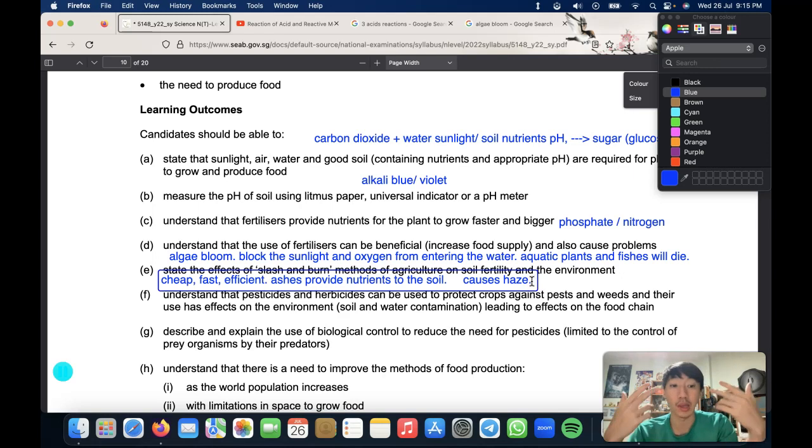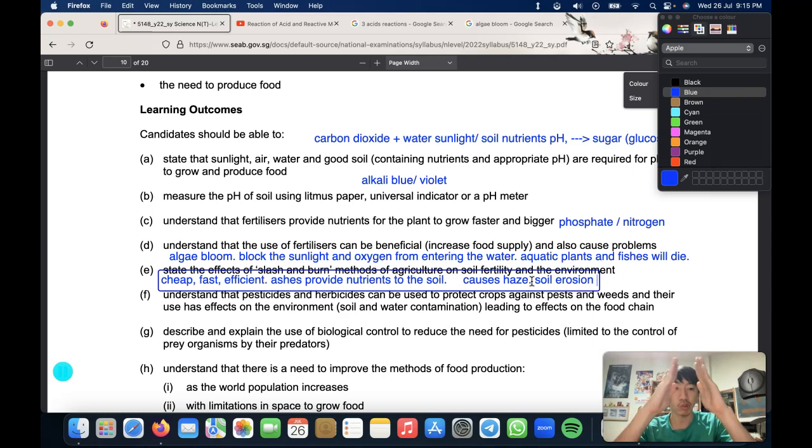Then what can the haze do? It reduces your visibility, so there might be a higher chance of road accidents. Driving the car, you cannot see. People with asthma may not be able to breathe, as haze can trigger asthma in people. Okay, what else can slash and burn do? It also causes soil erosion.